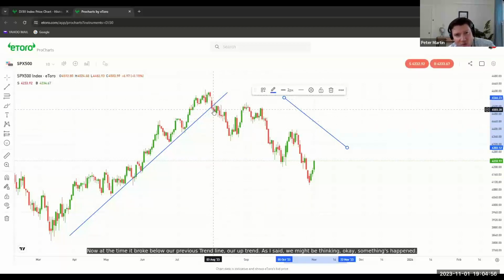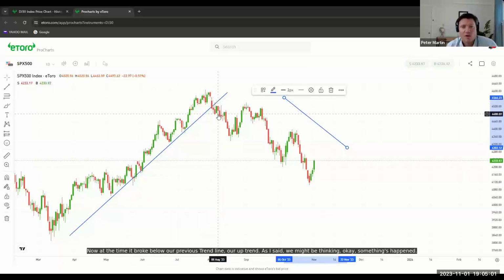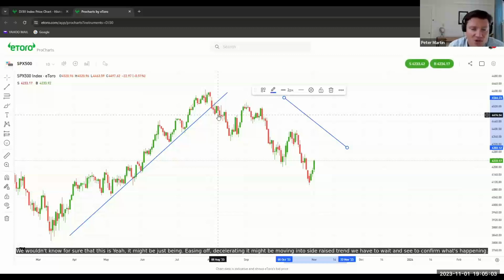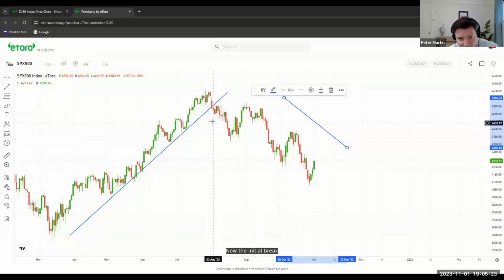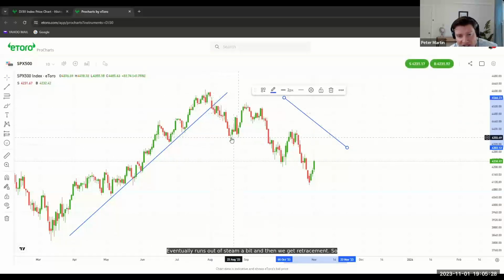Now, at the time it broke below our previous trend line, our uptrend, as I said, we might be thinking, okay, something's happened. We wouldn't know for sure. It might just be easing off, decelerating. It might be moving into a sideways trend. We have to wait and see to confirm what's happening. But what we've actually seen is a breakout resulting in a new trend. Now, the initial break eventually runs out of steam a bit, and then we get our retracement.